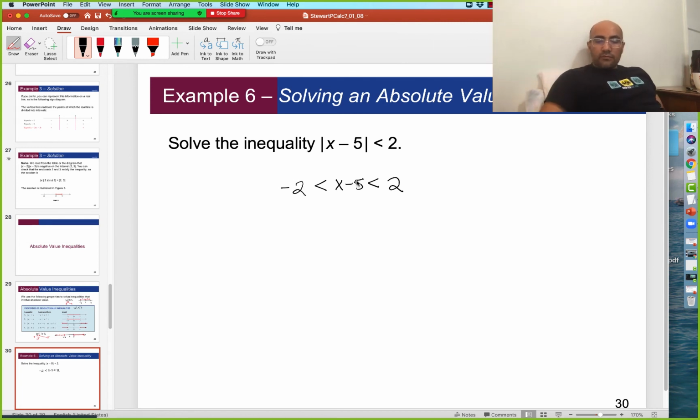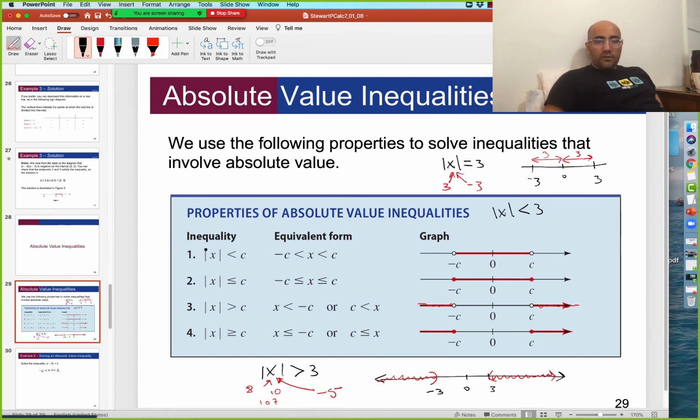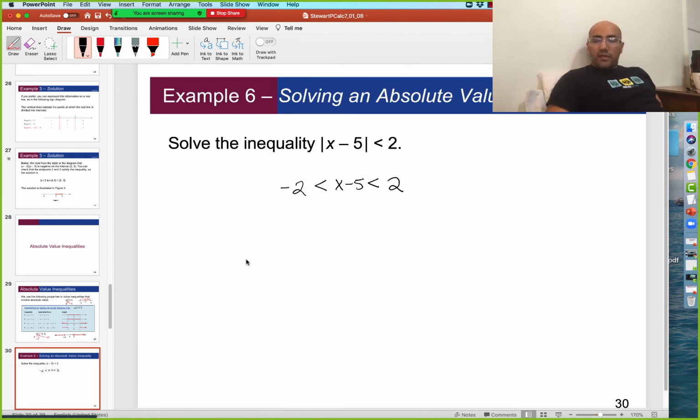Good. And here I'm just using property number 1. Absolute value of something is less than a positive constant c. So I just get this. And once I get to a three-part inequality, then all I have to do is solve it, keeping in mind the rules of inequalities. I can always add or subtract the constant, and that does not change the direction of the inequality. So these combine to give me 3 is less than x is less than 7. And so that's my answer.